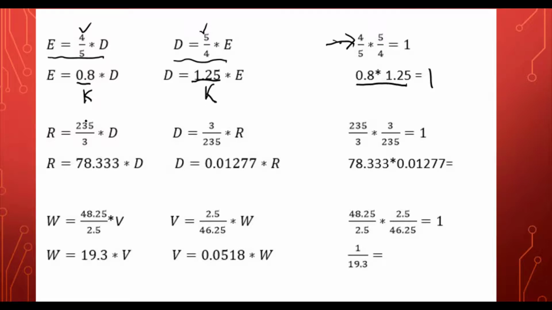So here is rubles. Rubles equals 235 divided by 3 times dollars. Dividing this, we get that. So they're the same number. Taking the multiplicative inverse, the reciprocal, and reversing the equation, you get dollars equals 3 over 235 times R. Divide this, and you get this. So the question becomes, what is 78.33 times 0.01277? And hopefully you'll say, well, that's 1, which it is.